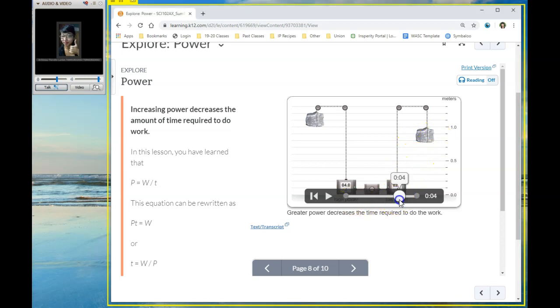So if I continue going to the end, you'll see that eventually the low power one does get it up there. However, it took a lot longer, right? It took about 6 seconds for the low power one to get up there, as opposed to the high power one, which only took about 2 seconds. Smiley faces if that makes sense. Okay, so the high power one got it up in 2 seconds. The low power one only got it up in 6 seconds. It took a lot longer.